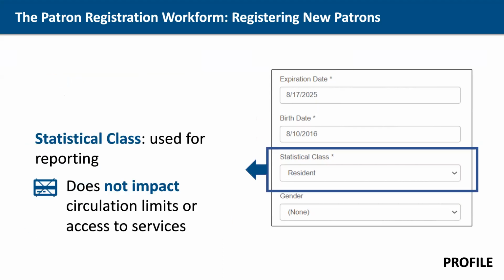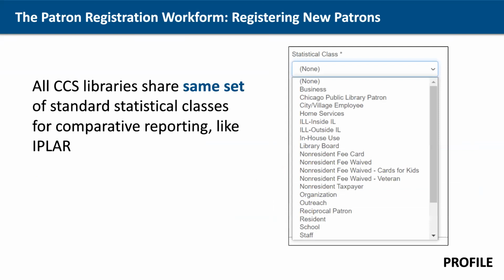And now we get to the statistical class. The statistical class does not affect the patron's circulation limits or access to services in any way. It's only used for gathering statistics and generating reports. All CCS libraries share the same list of statistical classes. This is just to make comparative reporting, such as submitting stats for the Illinois IPLAR annually, easier.